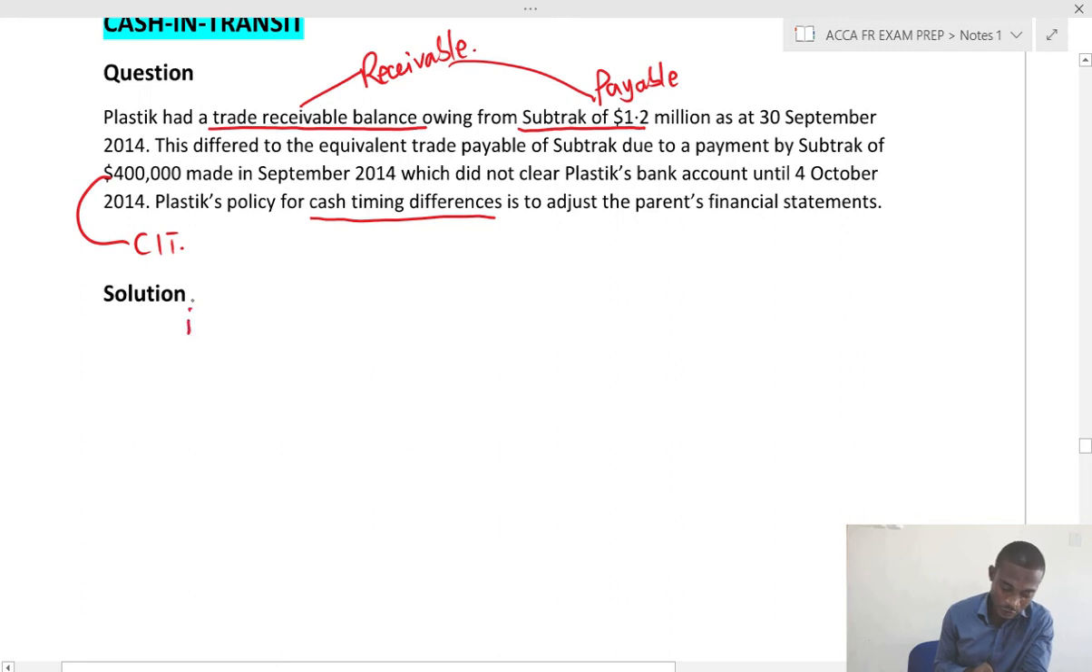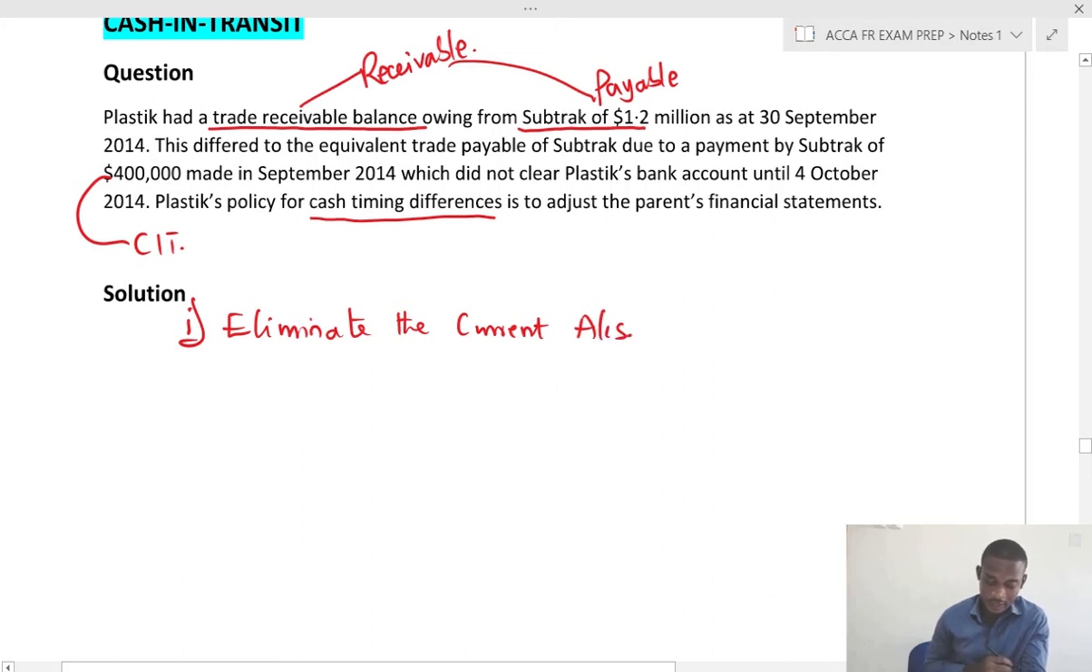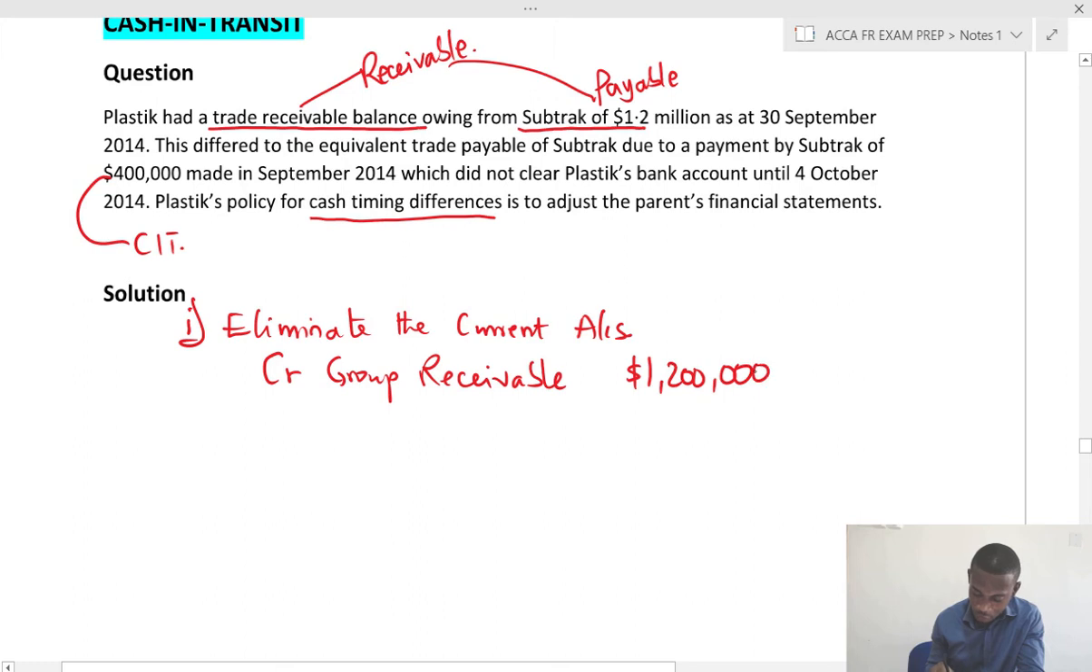The first issue is to eliminate the current accounts. How do we do that? It means that in the receivable, the group receivable, because receivable is debit, we have to credit the group receivable account, and the amount here is 1.2 to remove it. So let me write it in full. So 1,200 to remove it.